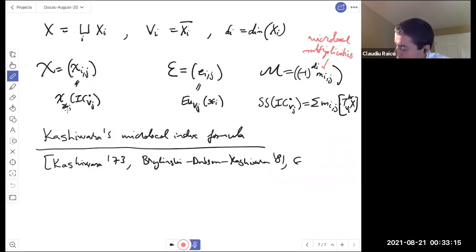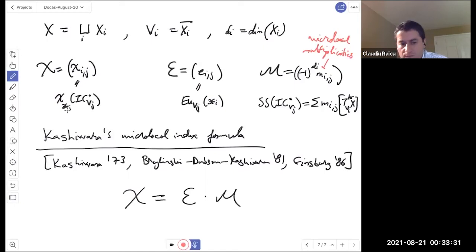Then Ginsburg has a maybe more algebraic D-module approach, but what it says is that the relation between these three matrices is that the chi matrix is E times M. All right, so if you're good at computing chi and M, for instance, then you find the local Euler obstructions.